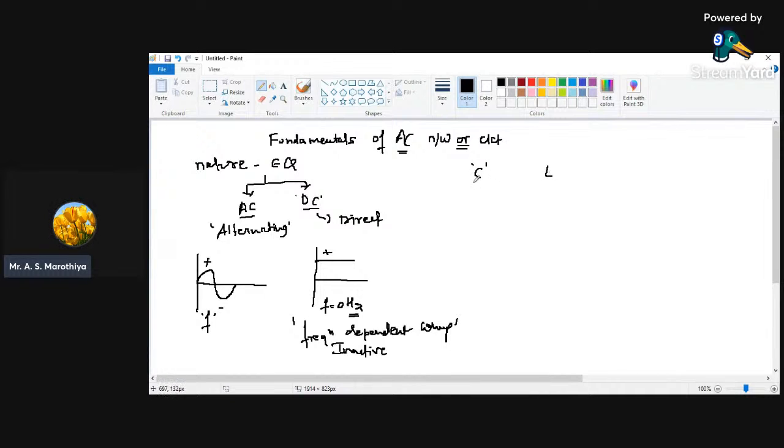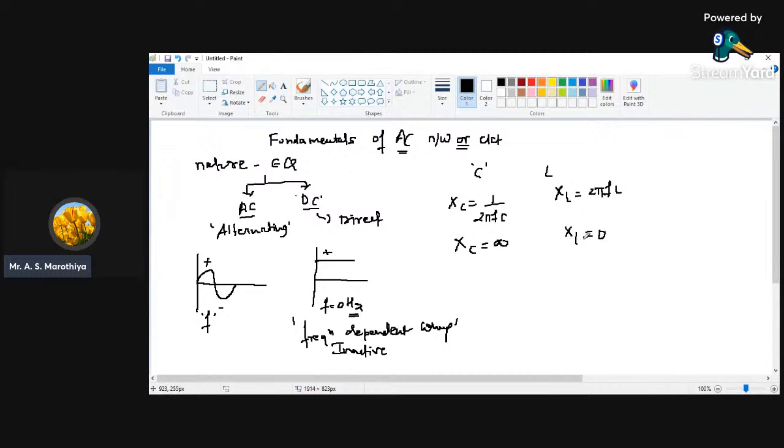And what is the expression for capacitive reactance? It is nothing but Xc, which is going to be equals to 1 upon 2 pi Fc. Whereas in case of inductor, we have inductive reactance XL, which is going to be equals to what? 2 pi Fl. Now, if you apply this logic, that means in case of DC, the value of frequency is going to be 0. So if you apply this logic, the value of Xc is going to be equals to infinite, and the value of XL is going to be 0.